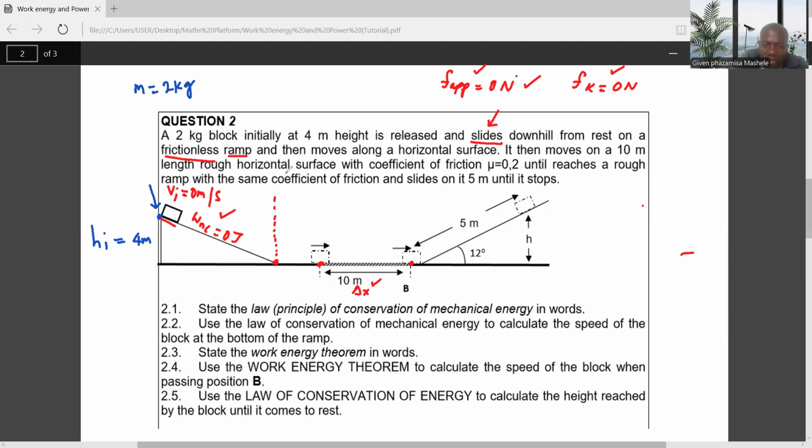Length, rough horizontal surface. So it means from here to here, there is friction. There is frictional force. And remember, the object is moving to the right, and the frictional force needs to oppose. Okay, it's supposed to be straight, but I believe you can see it. So there is frictional force where it moves a distance of 10 meters.